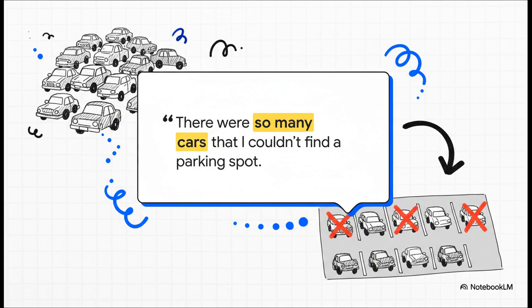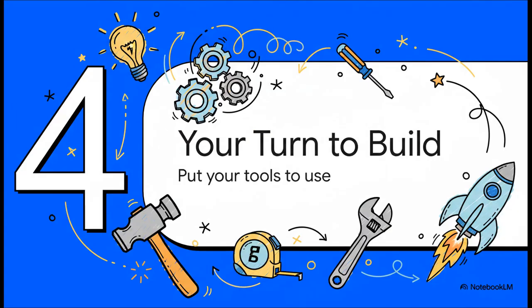What was the cause? So many cars. And what was the result? That I couldn't find a parking spot. See how it connects point A to point B, the problem to its consequence, all in one clean, powerful sentence? It's great. And just like that, you have 3 amazing new power-ups for your grammar toolbox.